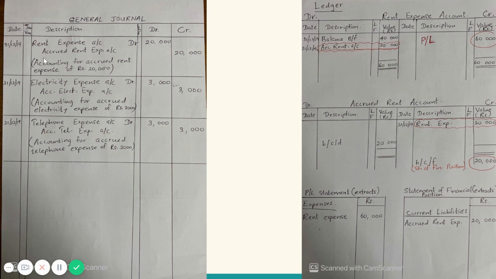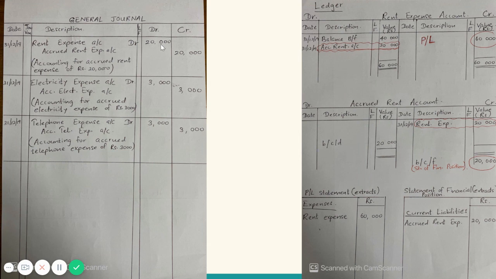And normally in general journal, unlike the other prime entry books, we are supposed to write, we have to quote what this is. So then in this double entry, we are going to show the accounting for accrued rent expense of 20,000. So keep in mind, only for the accrued amount we will be writing the journal entry.